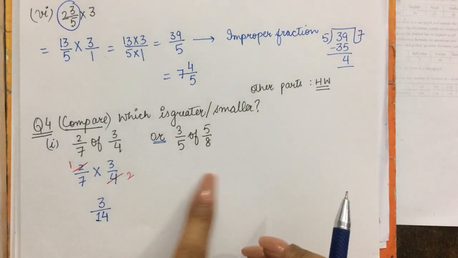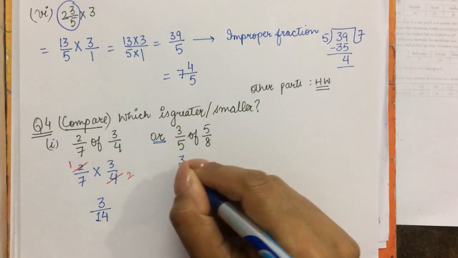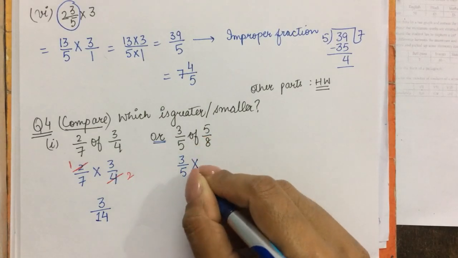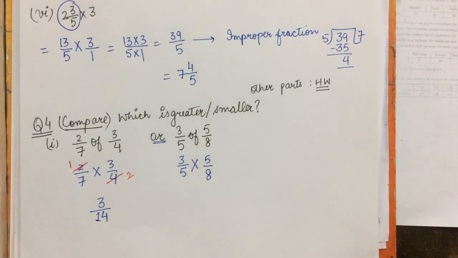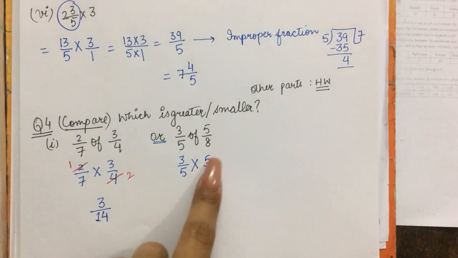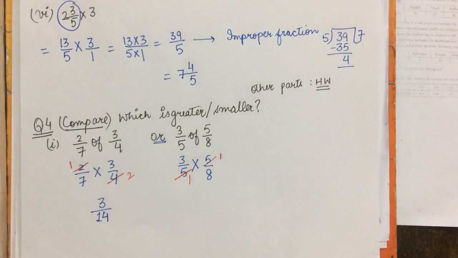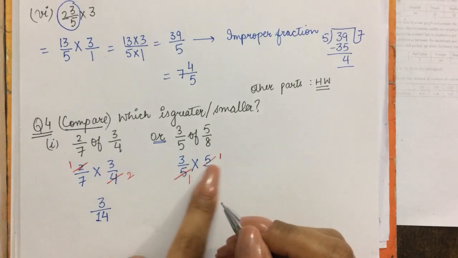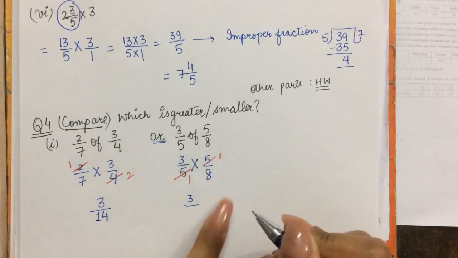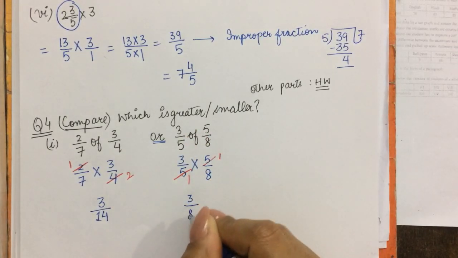On this side, let's simplify these. 3 by 5 OF represents multiplication. Second fraction is 5 by 8. Now again cutting is possible. 5 ones are 5, 5 ones are 5. Let us see what I'm left with. From the numerators I'm left with 3. From the denominators I'm left with 8.